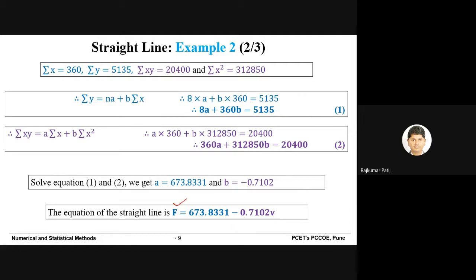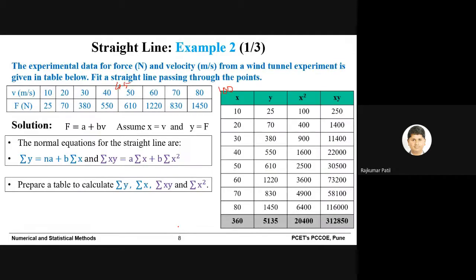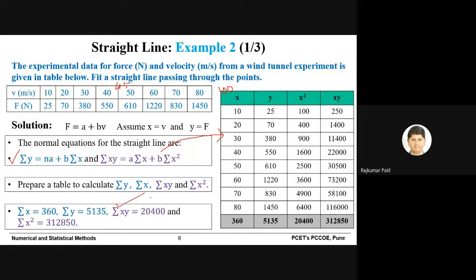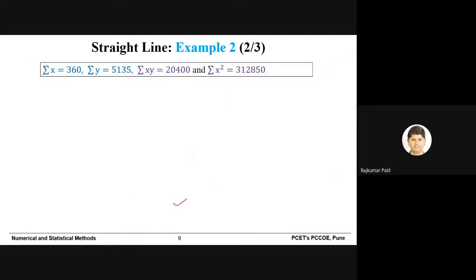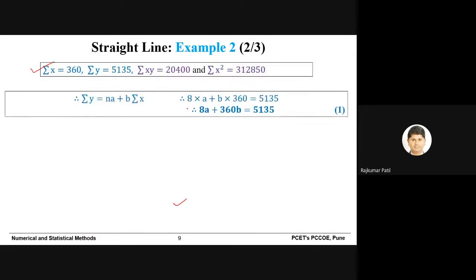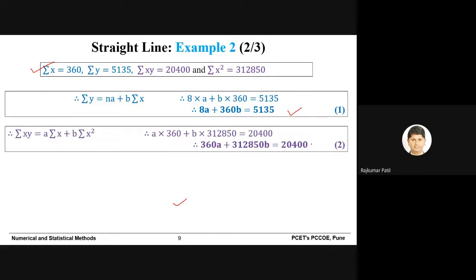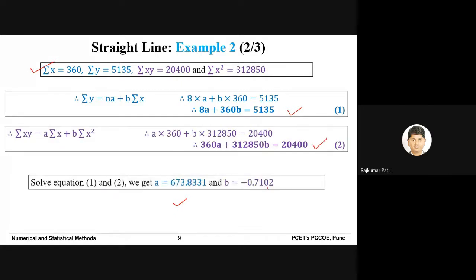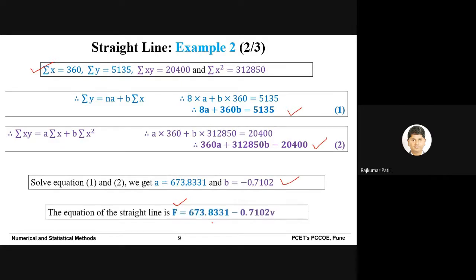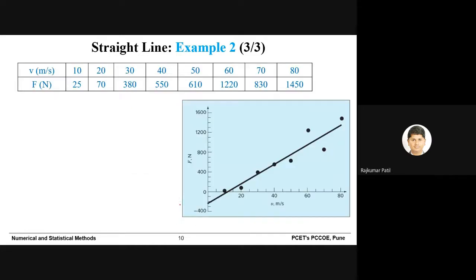Now we did all these steps manually, right? So we have normal equations. By using that, we prepared a table, we calculated the summation x, summation y, and the unknowns from the normal equations. Then we prepared equation 1, then equation 2, and we solved equations 1 and 2 to get the final equation. But we can also check it with a graphical method.